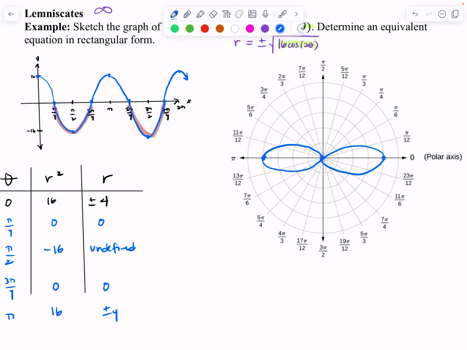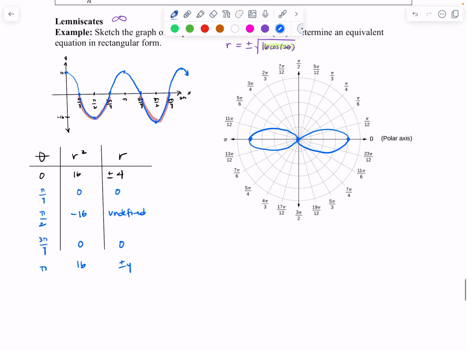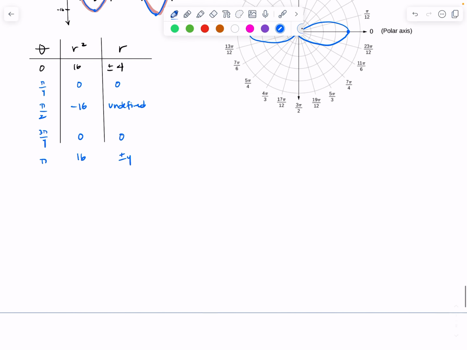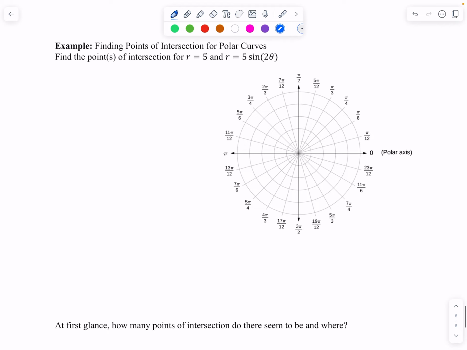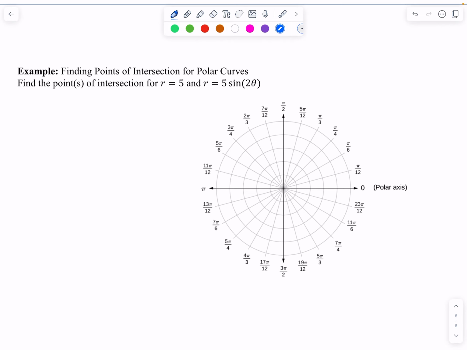This is one that we can talk about graphing on the graphing calculator and watching in what order the points are graphed, and it's interesting. And then I'm going to leave this one for us to talk about in class for finding a point of intersection of polar curves.